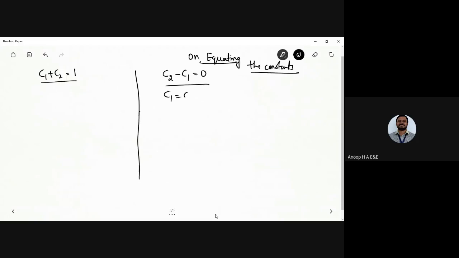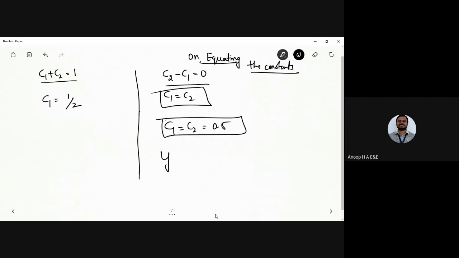So C1 equals C2, and therefore C1 equals 1/2. So C1 equals C2 equals 0.5. I can write it like this. Now, the forced response of the system looks like 0.5 cos t plus 0.5 sin t.